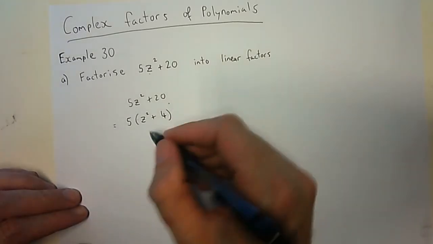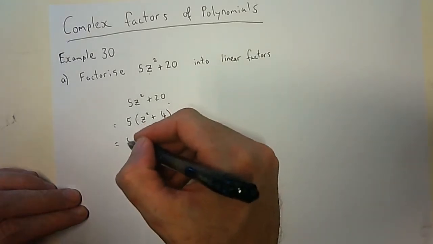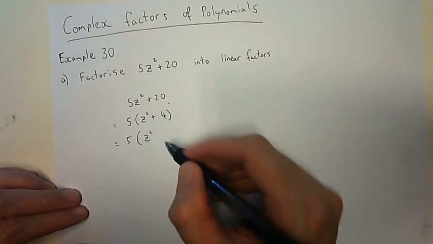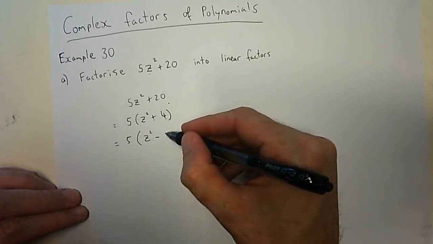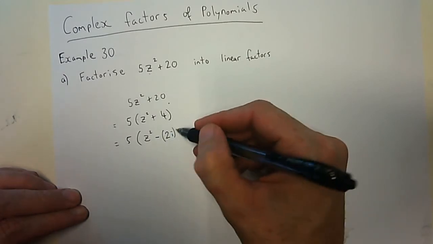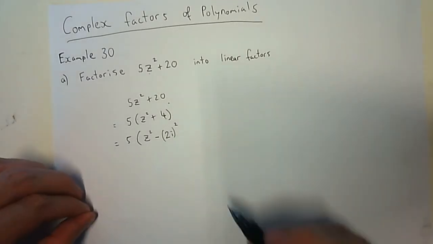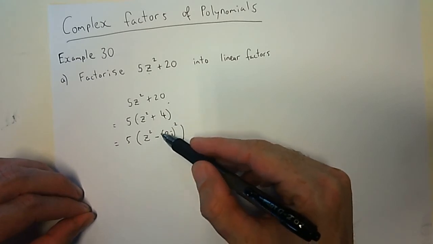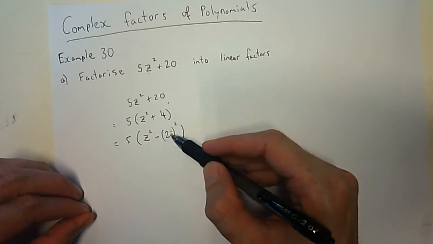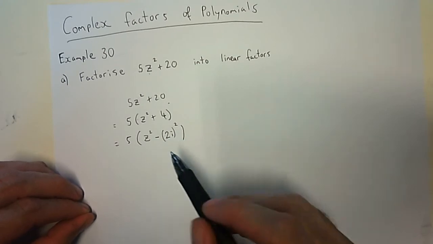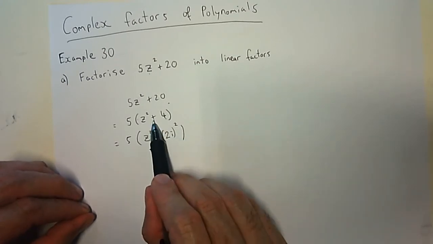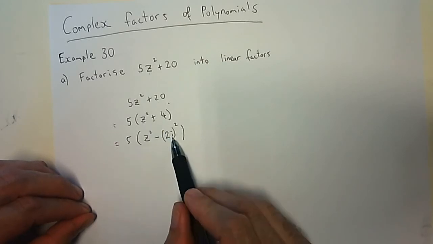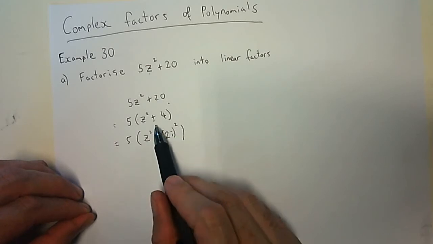Okay? Now, inside this bracket, I've got z squared, and instead of having plus 4, I might say take away (2i) in brackets squared, because that's the same as positive 4. If I square i, I end up with negative 1, and negative 1 times negative 1 gives me a positive here, and then 2 squared gives me 4. So all I've done is, if I've got this plus here and I want to get it into the difference of 2 squares, I can use the idea that i squared gives me negative 1.